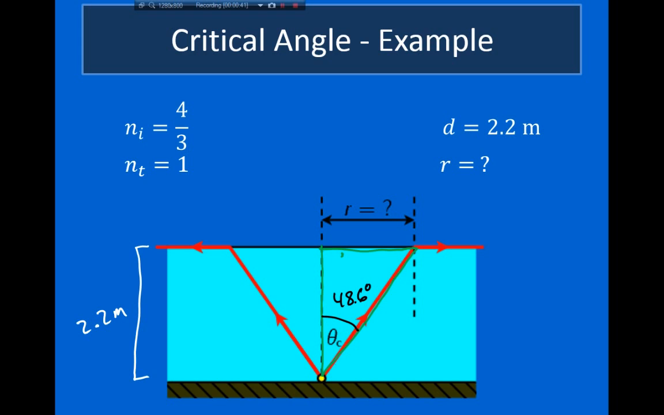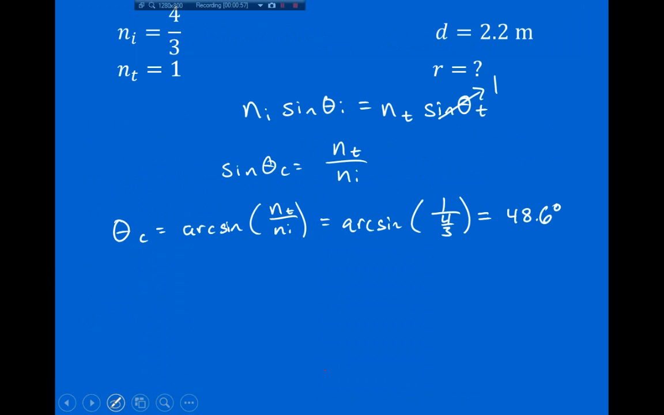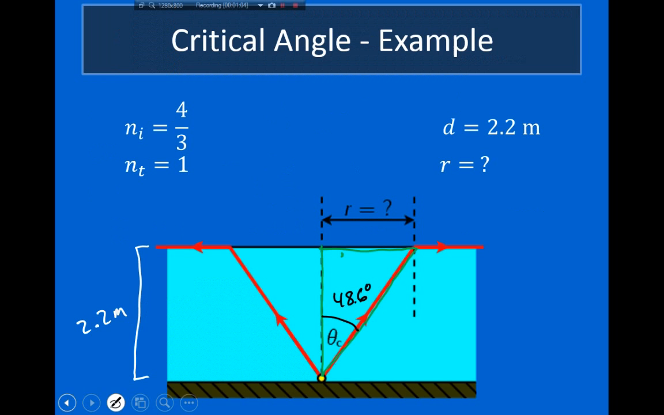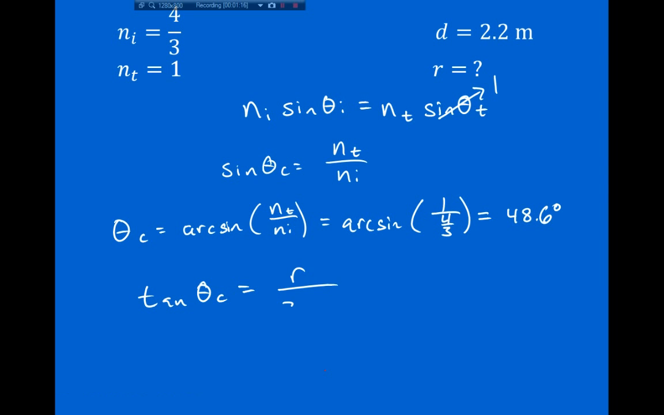Now again, because we know the length of this that is adjacent to the critical angle, and we're trying to find the length of the triangle that is opposite the critical angle, we're going to use tangent of theta to calculate this distance r. So tangent of the critical angle is going to be equal to the length of the triangle that's opposite the critical angle, so that's r, divided by the length of the triangle that's adjacent to the critical angle, and that's this 2.2 meters. So this is r divided by 2.2 meters.